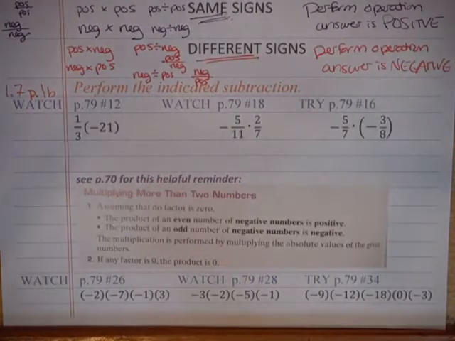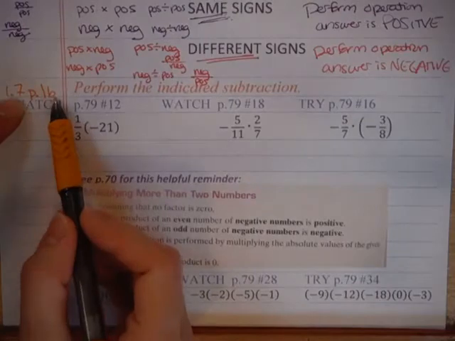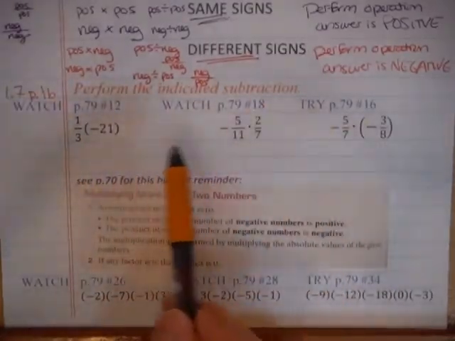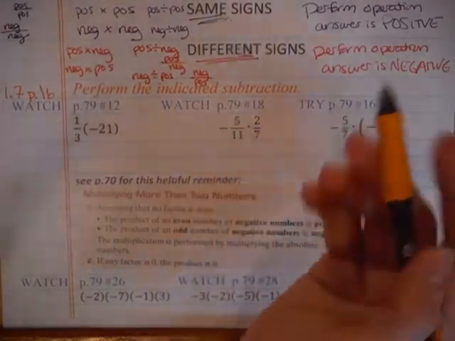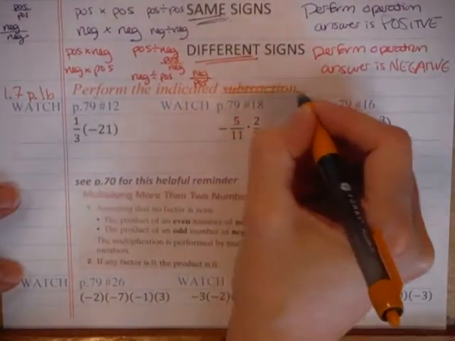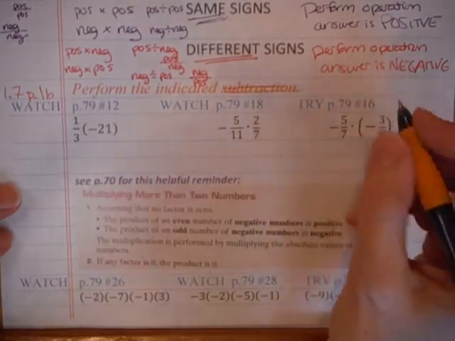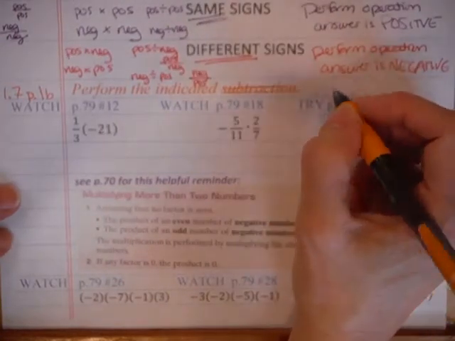Right, we're here in section 1.7 at the bottom of page 1 for the notes. We're going to do some practice problems here. It says to perform the indicated subtraction. I'm pretty sure what I meant to write there is perform the indicated operation, or maybe multiplication.